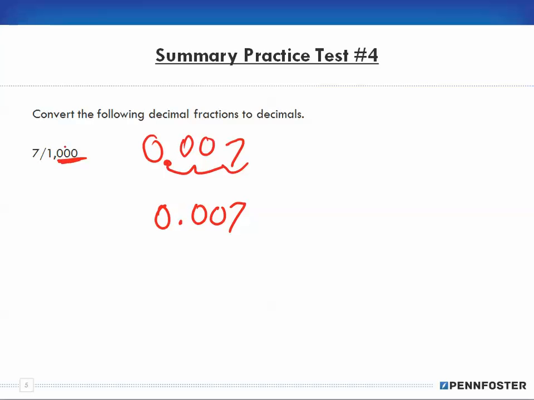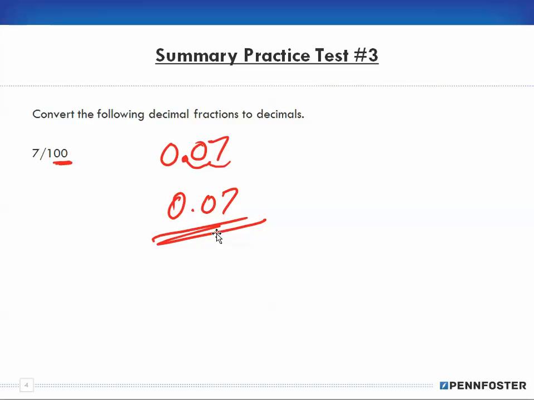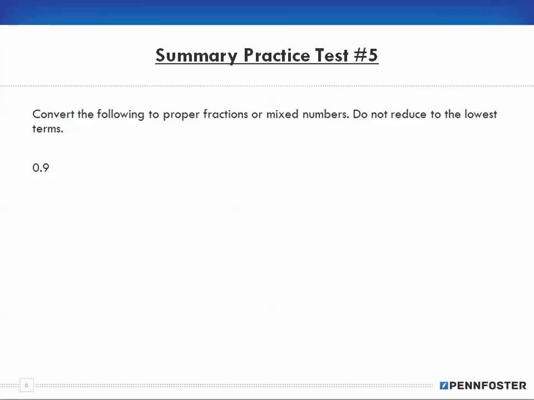Now, another hint that just popped into my head. Notice that this here is divided by 1,000, right? Notice that this is 10 hundredths. This is the thousandths position. So if I'm dividing by 1,000, I should have my 7 in the thousandths position. If I go back to number 3, notice I'm dealing with hundredths, so the 7 has to be in the hundredths position. There's the 10, there's the hundredths position. That's just one other little mnemonic, a device to help you make sure that you're correct. Okay. All right, number 5.